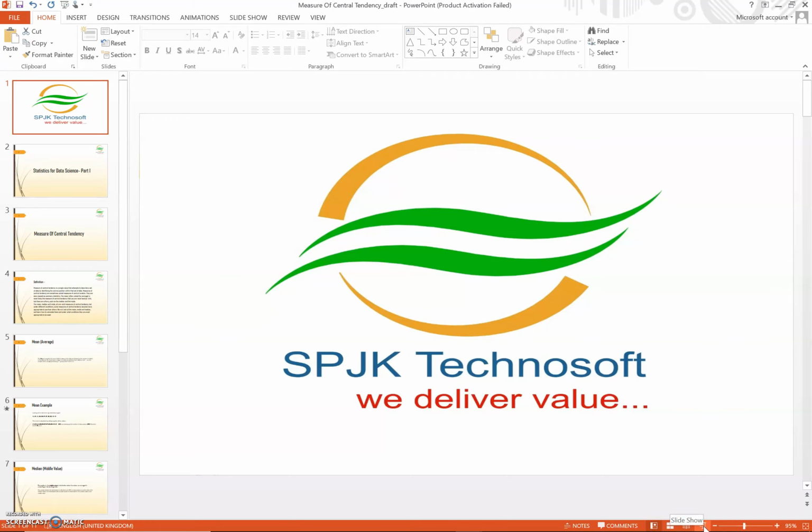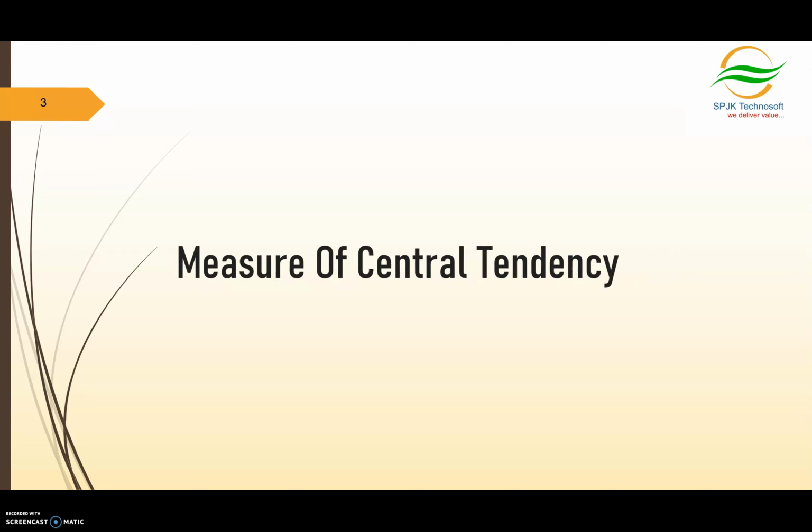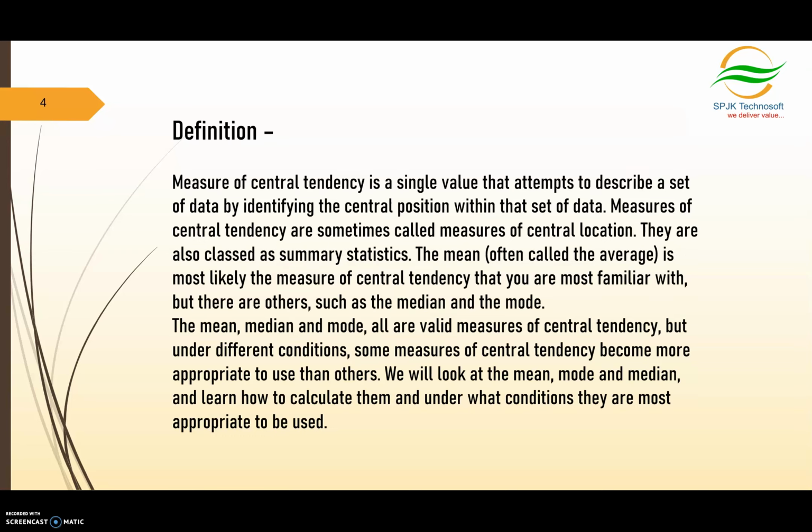So today, as a part of Statistics for Data Science Part 1, we are going to discuss measure of central tendency. And if you see the definition, it says that measure of central tendency is a single value that attempts to describe a set of data by identifying the central position within that set of data. And if you look into the entire definition, basically we can calculate the measure of central tendency by either using mean, median and mode, and how to do that we are going to see in the next coming slides.